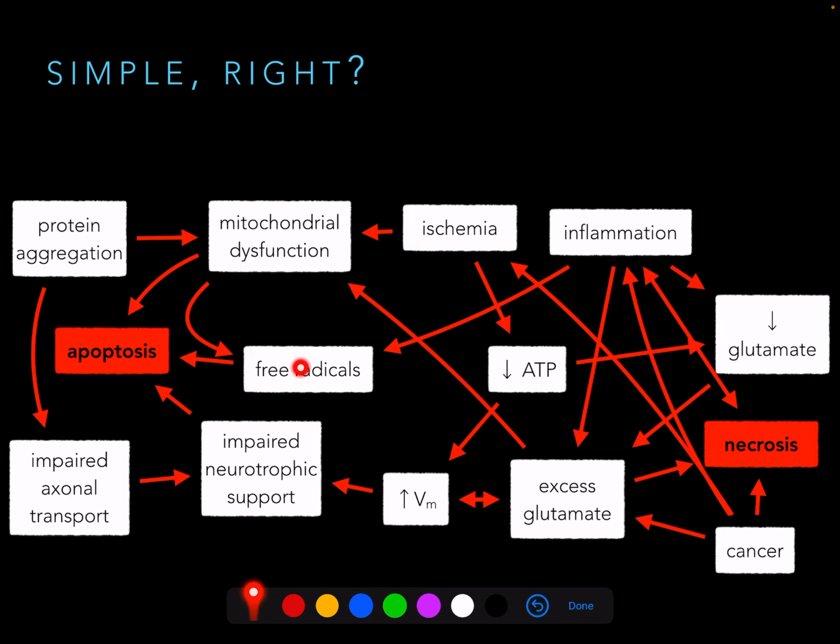Of course, those free radicals could have come from another place, right? They can be produced in the inflammatory response. Remember, reactive glia, like reactive microglia, spit out free radicals. So that's a problem. Hey, inflammation also impairs glutamate reuptake. And oh my God, we've just touched every box. Yes, they are all connected. But that doesn't mean that every single mechanism is always going on in every disorder.